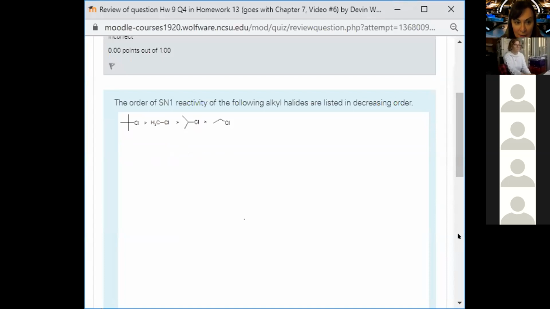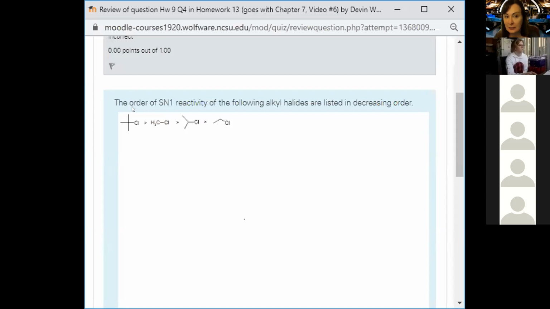So decreasing order would mean highest to lowest. The best one should be first and the worst one should be last, okay? So this first one here, I'm trying to avoid the little red dot appearing. The tert-butyl chloride that you have there as your first compound is actually the best possible reagent for this reaction, right?